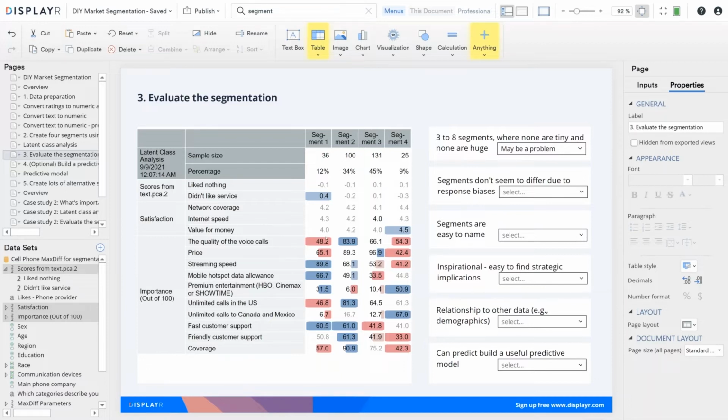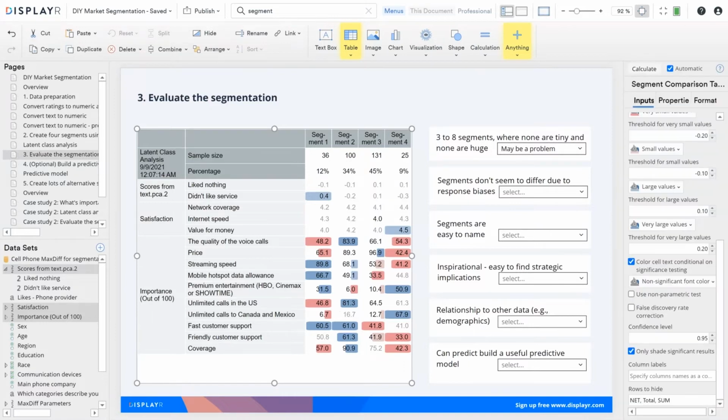When we read down, segment one has got its highest score for streaming speed. Now, this importance data is out of 100. This segment of people, their average importance is just under 90, so that's pretty high. Thereafter, mobile data is the next most important thing. So I've got to come up with a name for them. I'm going to call this segment here the data hogs. Really like the data.